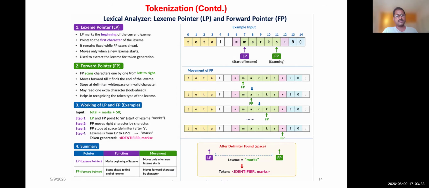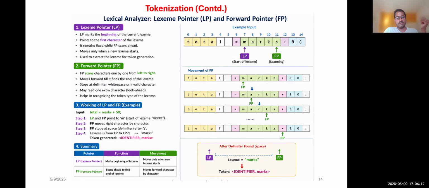The forward pointer scans the characters one by one from left to right. This is the nature of the scanner. It moves forward till it finds the end of the lexeme, as I said, until it finds a white space. White space means the end of the first lexeme. It may read one extra character, called lookahead. It stops at a delimiter, white space, or invalid character. If any invalid character is found, it stops. If any white space is found, it stops. So it helps in recognizing the token type of the lexeme.